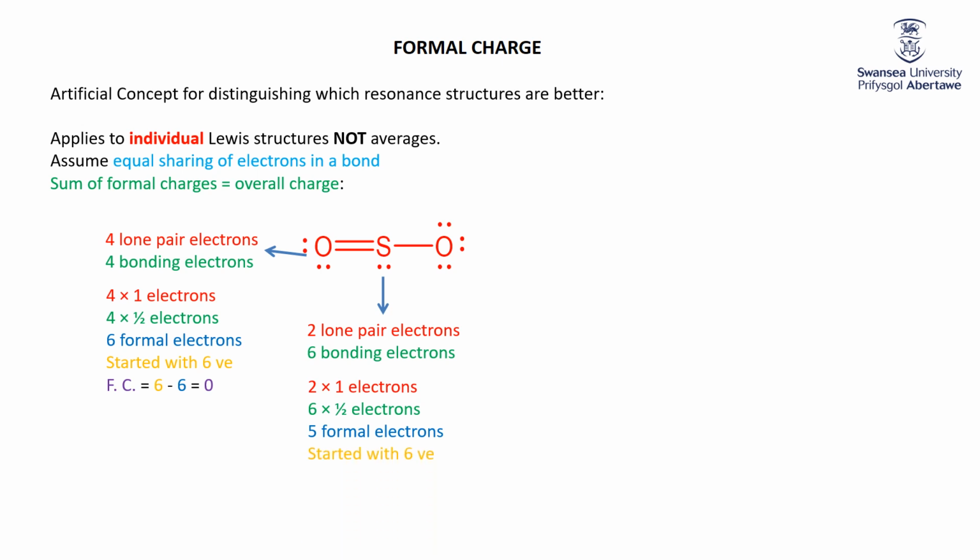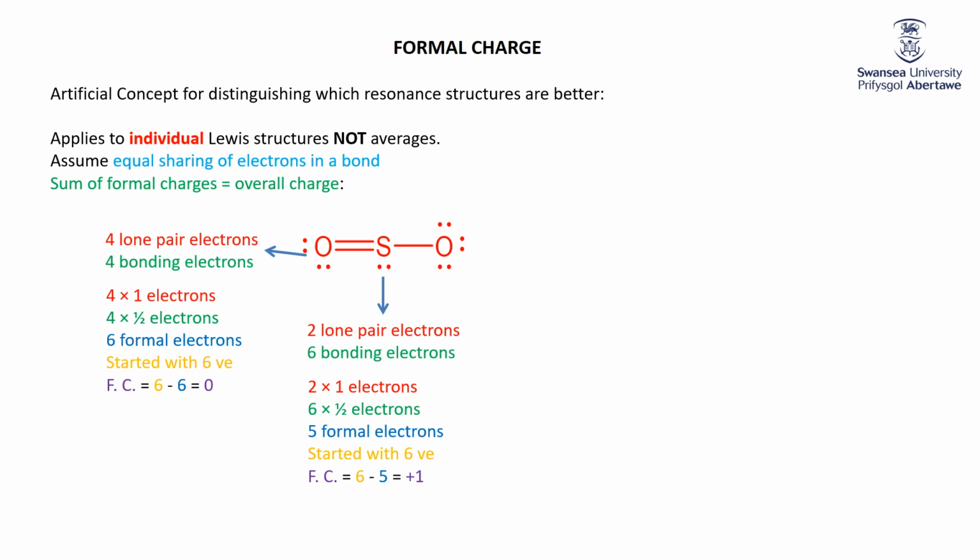Now the sulfur started with 6 valence electrons. In this picture, it only has 5 valence electrons, and so the formal charge is 6 that it started with, right? Lost 1 to give it 5, so therefore its formal charge is plus 1.